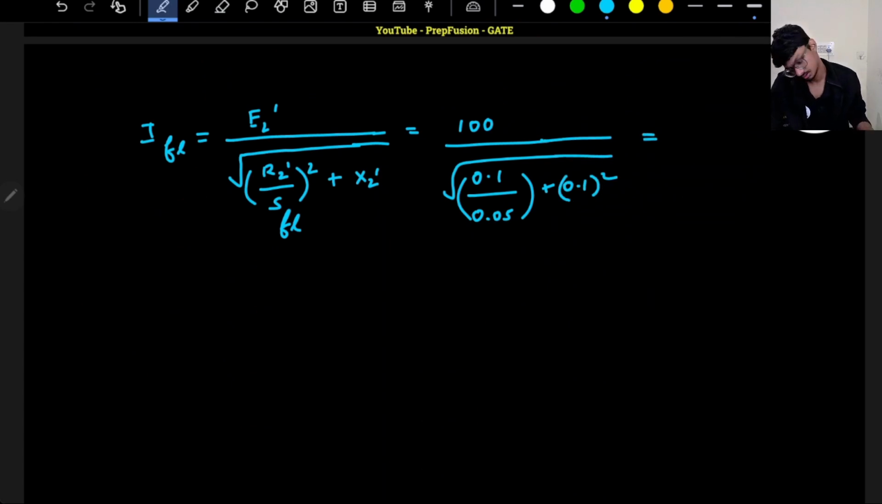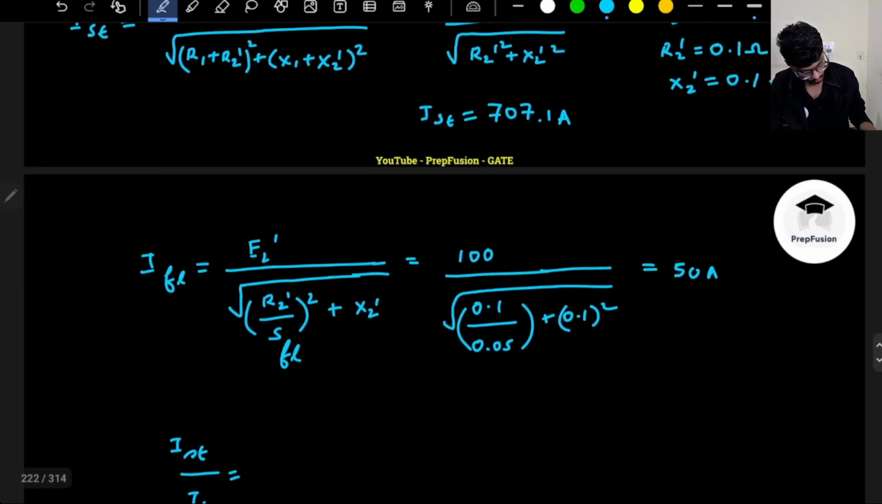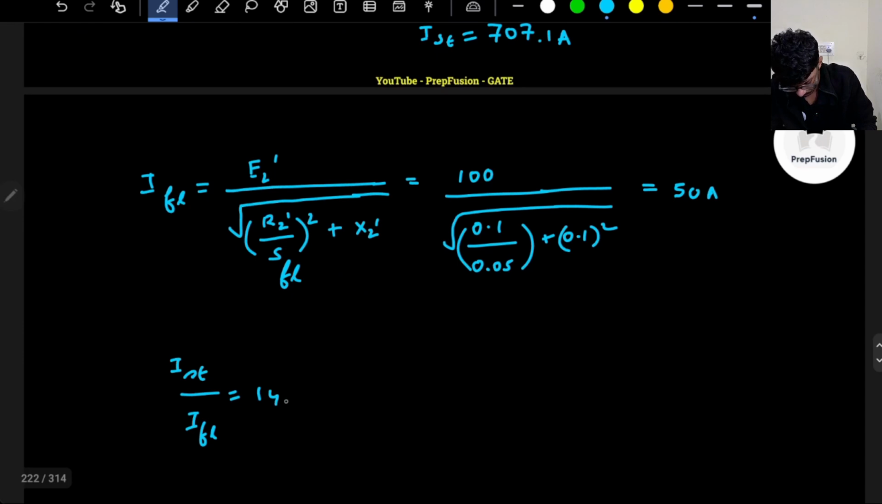Okay. So this value will be 0.1 divided by 0.05 whole square, and 0.1 square can be ignored, so it will be 2 only. So this comes out to 50 amperes, right? So the ratio of the starting current and the full load current, if you see, is 707.1 divided by 50, about 14, right?